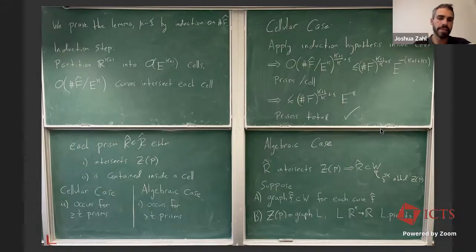And the second item, item B, is a little bit more subtle. So in general, Z of P is a variety in R^(k plus 1). So it's this codimension 1 variety. And usually a variety you can't write as the graph of a function.